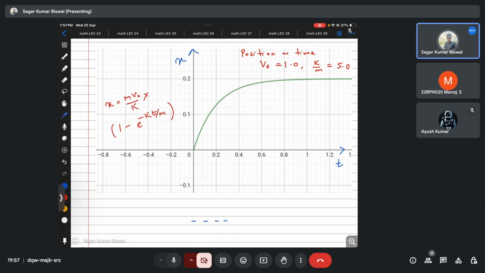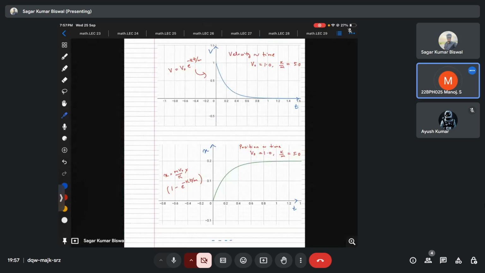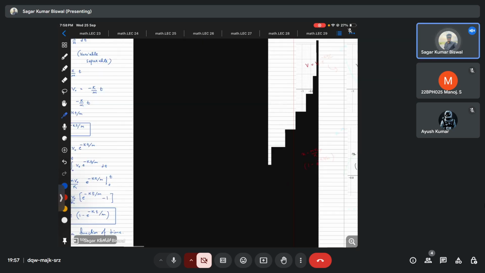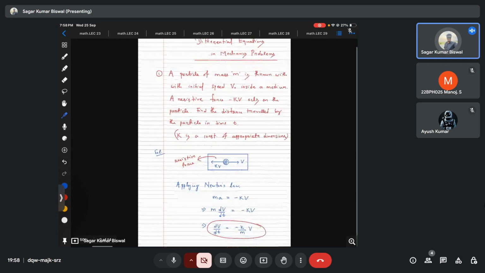Oh, it's okay, it's fine. So did you get this point? The velocity and position graph. Okay. So this was the first case. We got the velocity and position of a particle in a resistive medium, right?